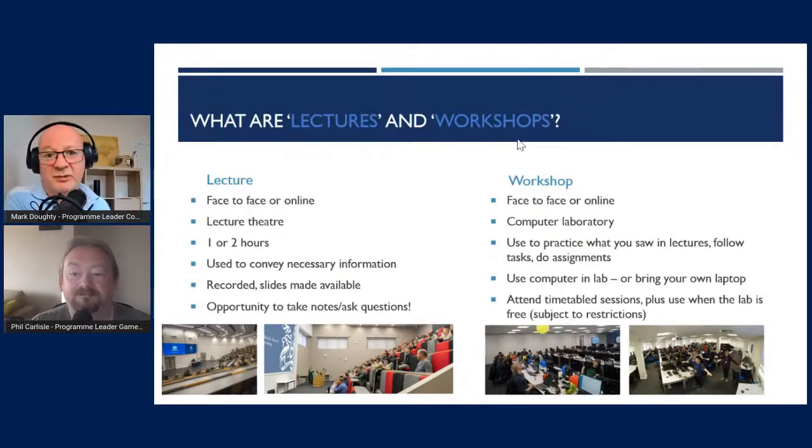You're usually timetabled into a lab, but also the lab, when it's free, is available for you to use pretty much all the time. In normal times, the labs are open 24 hours, but now obviously they're restricted, but hopefully that opening time will extend in the future.